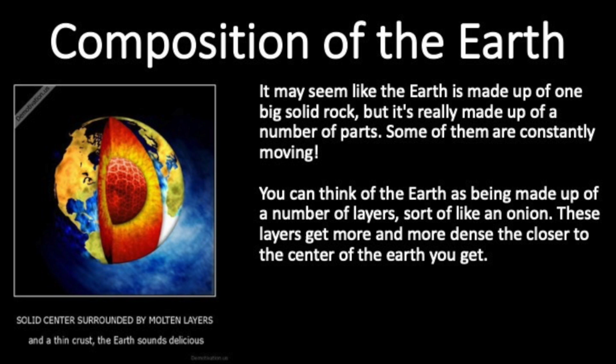So it may seem like the Earth is made up of one big solid rock, but it's actually made up of a number of parts. Some of them are constantly moving. You can think of the Earth as being made up of a number of layers, sort of like an onion. These layers get more and more dense the closer to the center of Earth you get.